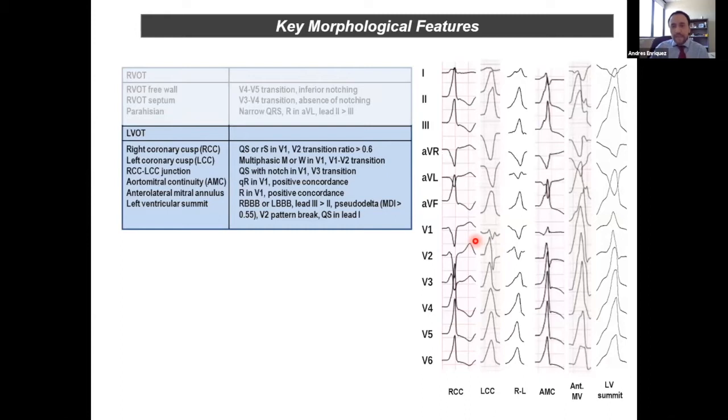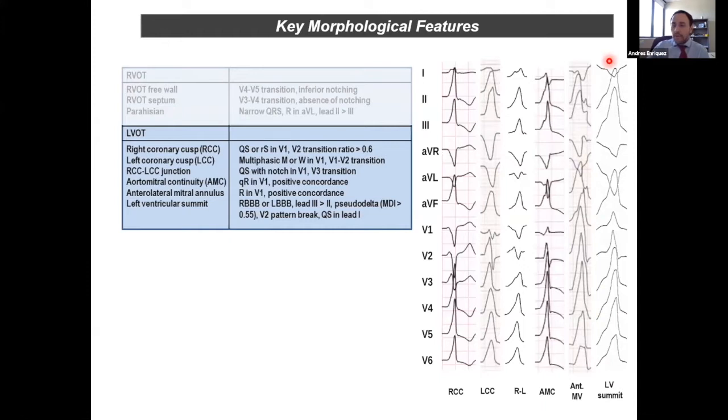PVCs from the right-left cusp junction usually have this QS pattern in V1 with a little notch here in the downward deflection. PVCs from the mitral annulus usually have positive concordance with a monophasic R wave in V1. And a particularly challenging arrhythmia for us are PVCs from the left ventricular summit, which is the epicardial aspect of the LVOT. So these may have a left bundle or right bundle pattern, depending if they're from the septal or the lateral aspect of the summit, and usually have some characteristics suggesting an epicardial origin, such as this slurred onset of the QRS or pseudo delta wave, and also a QS pattern in lead 1.